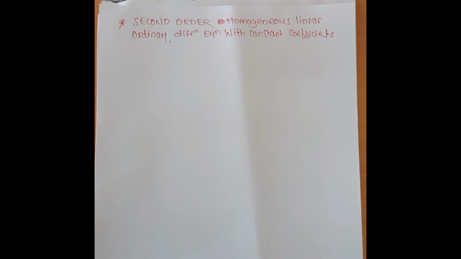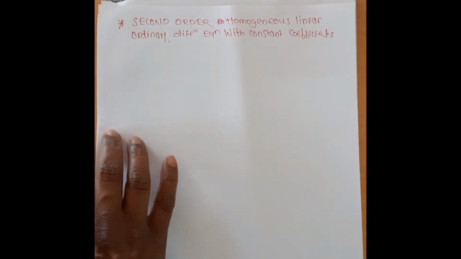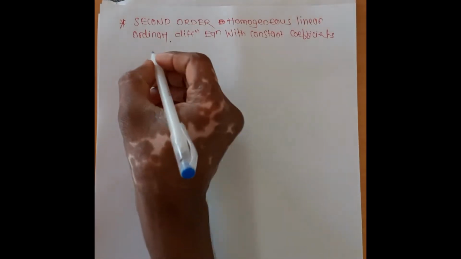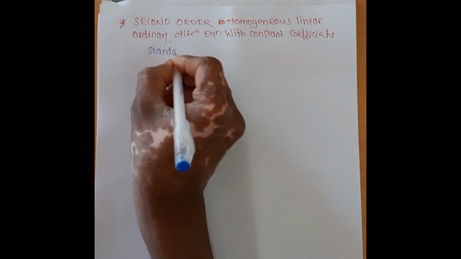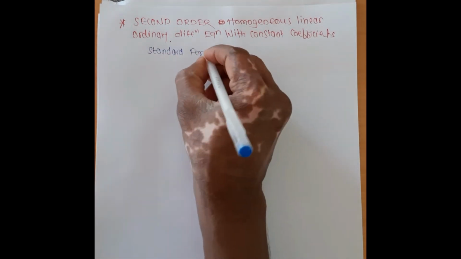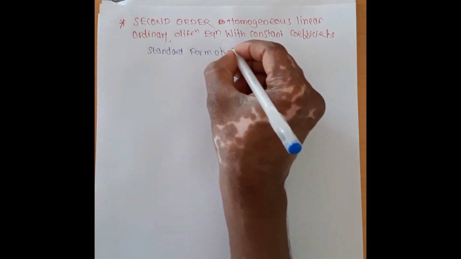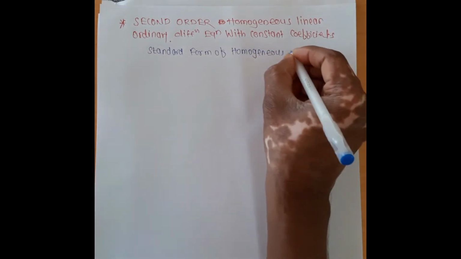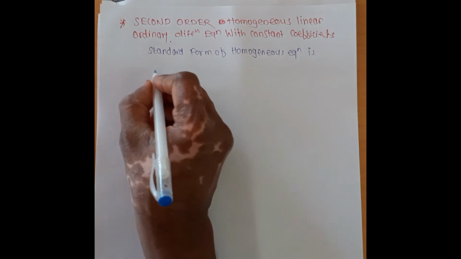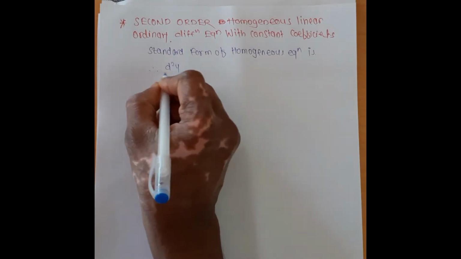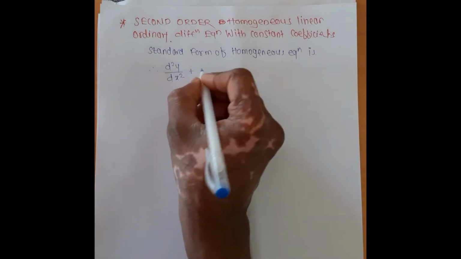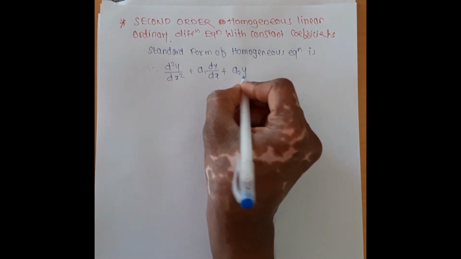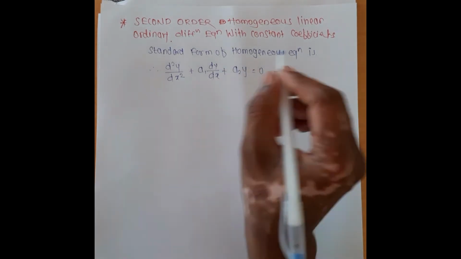So for the second order homogeneous equation with constant coefficients, the standard form of the equation is d2y upon dx square plus a1 of dy by dx plus a2 of y is equal to 0. So this is equation number one.